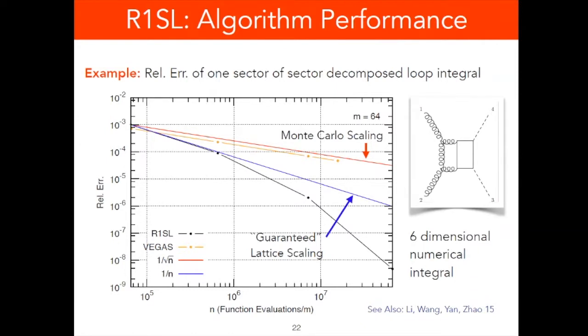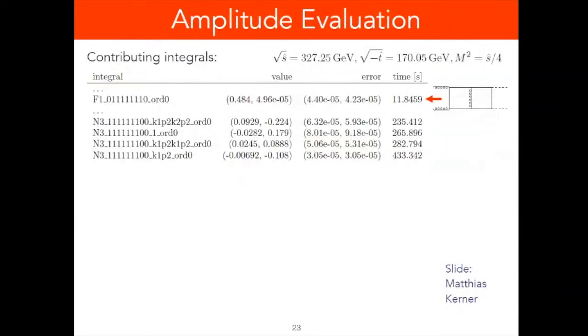The rank-1 shifted lattice rule actually sometimes does better than the 1 over n scaling. So I didn't search for a really good example. This was more or less a random sector that I picked out. Some do give you the 1 over n scaling, and we even came across some cases that don't scale quite as well as 1 over n, and we don't fully understand why that is. So see also this paper by Li, Wang, Yang, and Zhao, where they also study the performance in sector decomposed functions.